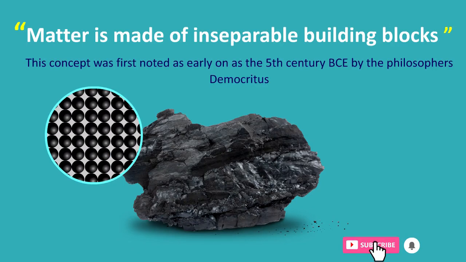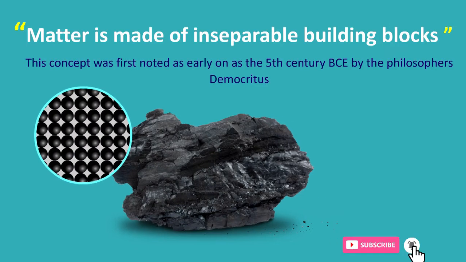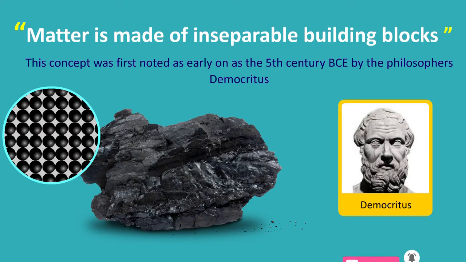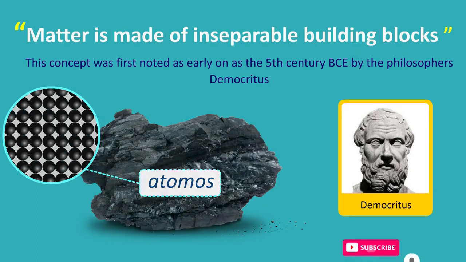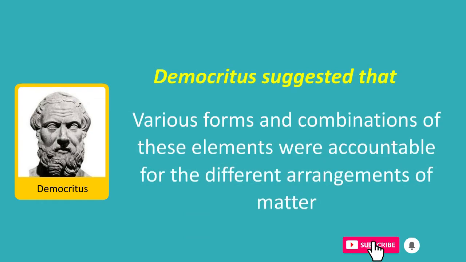This concept was first noted as early as the 5th century BCE by the philosopher Democritus. The Greeks named these elements atomos, which means inseparable, and from it comes the current word atom. It was the first idea, however, the people of that time mostly ignored his idea. Democritus suggested that various forms and combinations of these elements were accountable for the different arrangements of matter.